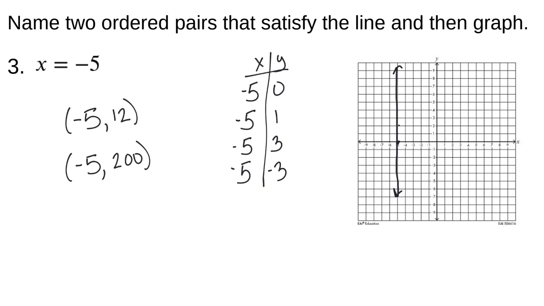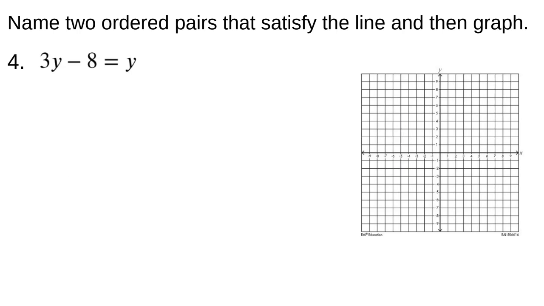So anytime you get an equation where it asks you to graph and you're missing one of the letters, it's going to be one of these special cases where it's either a line going up and down like this, a vertical line, or it might be a horizontal line. Let's look at one of those.